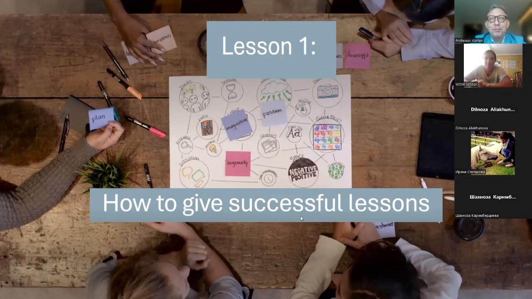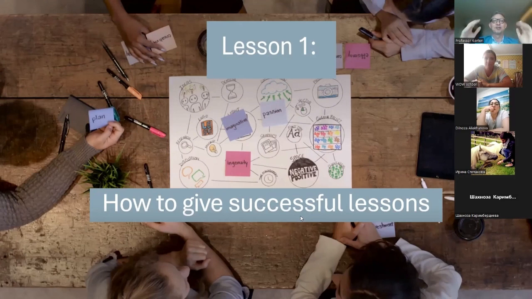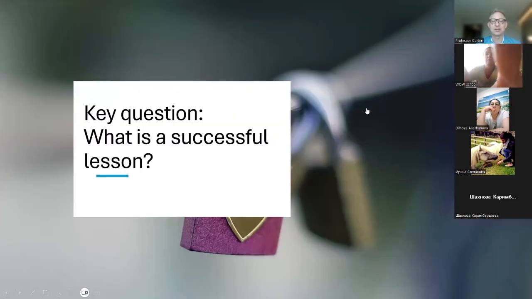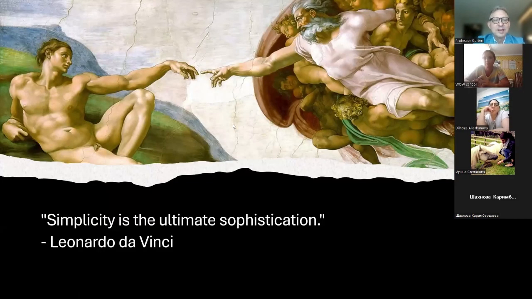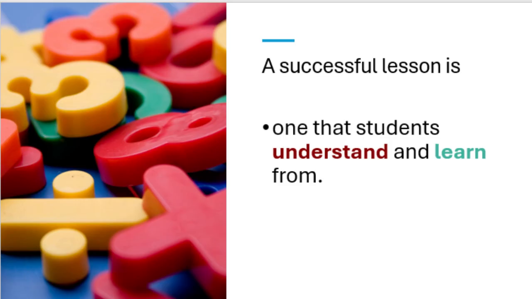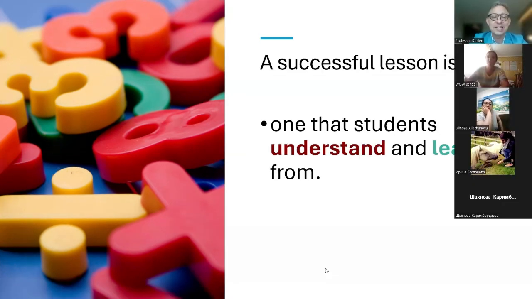I'm going to talk about a very basic idea, how to give successful lessons. Now, what is a successful lesson? I have a little bit of a Leonardo da Vinci moment. Simplicity is the ultimate sophistication. A successful lesson is one that students understand and learn from. If you can do these two things, you're going to have a successful career and a successful business.